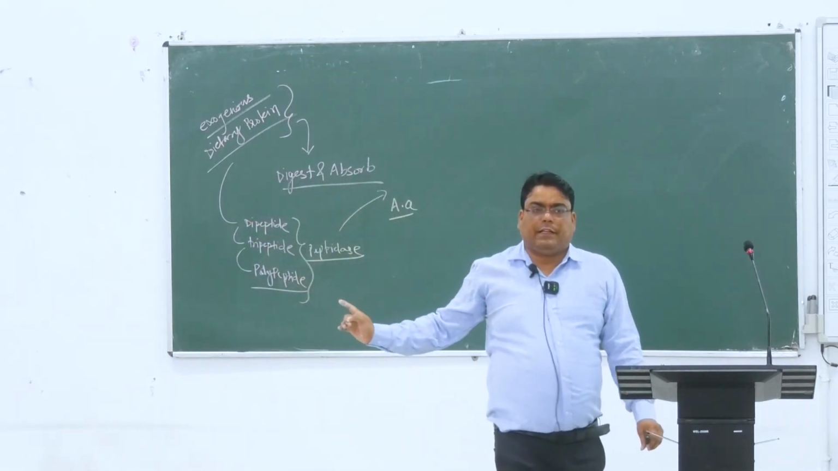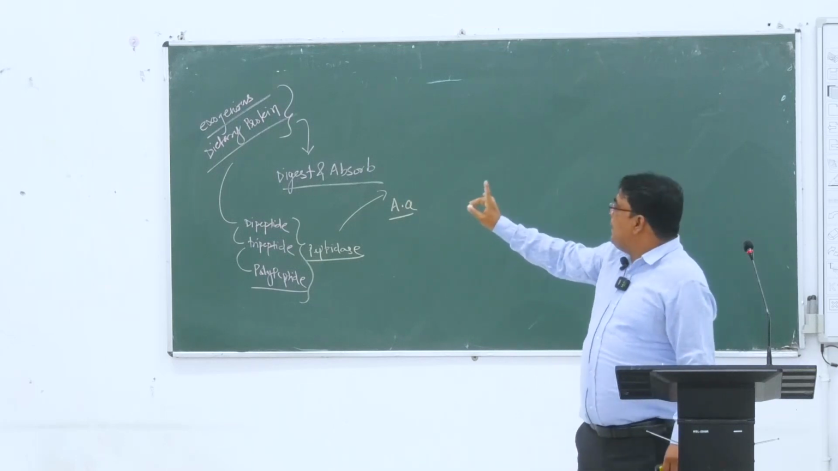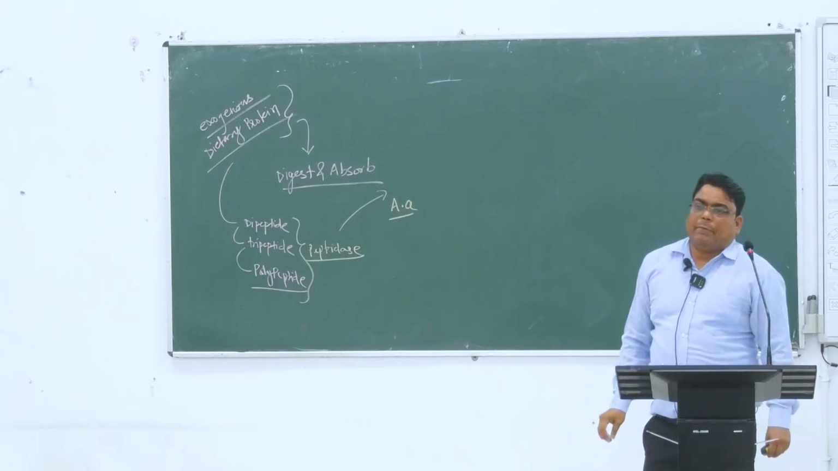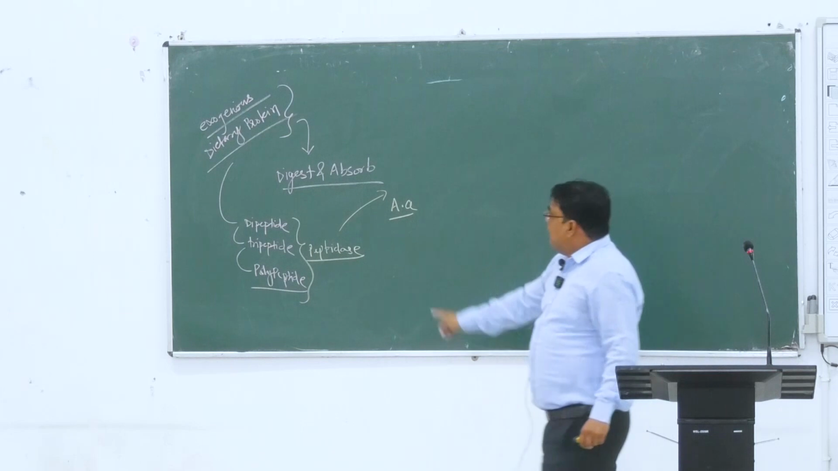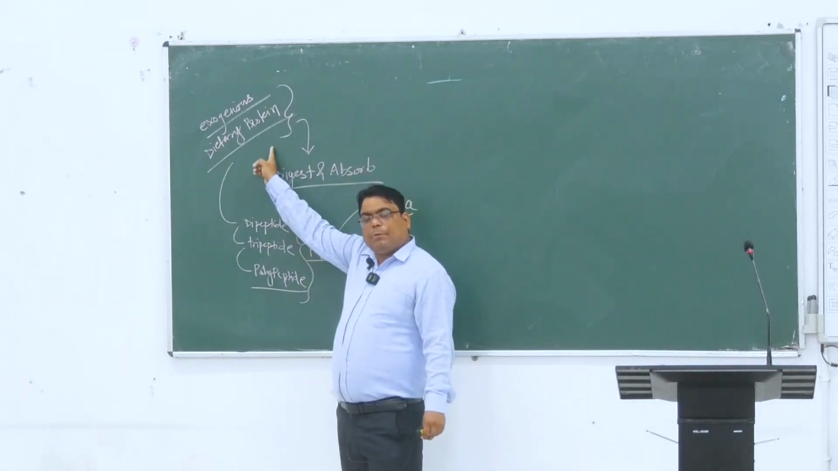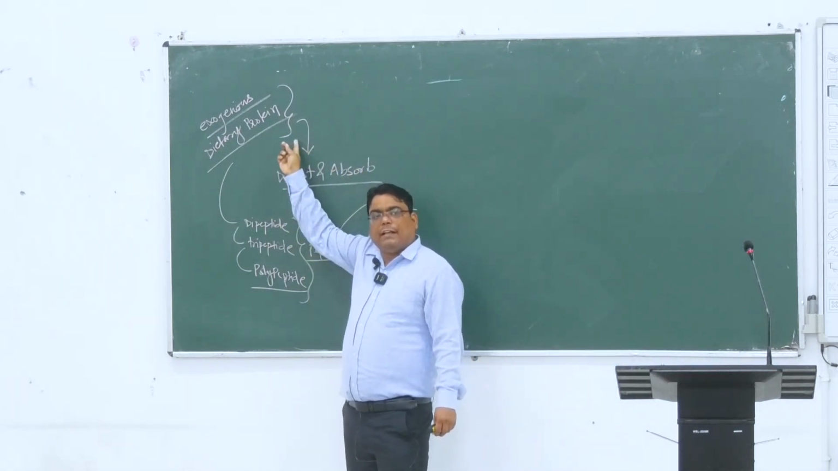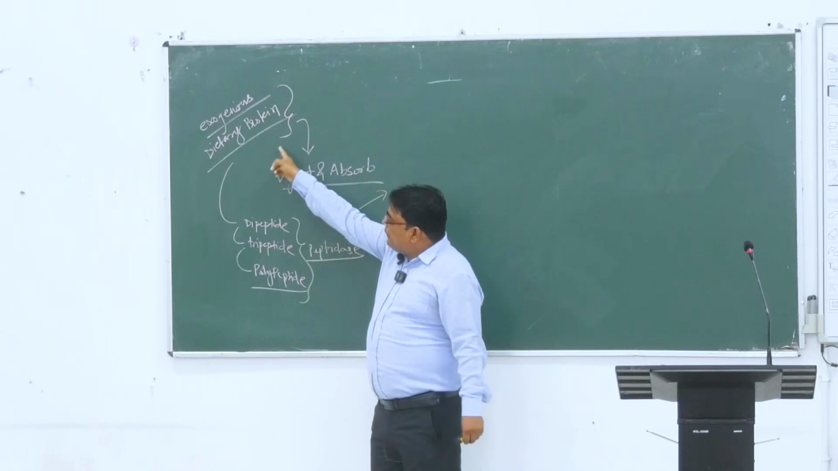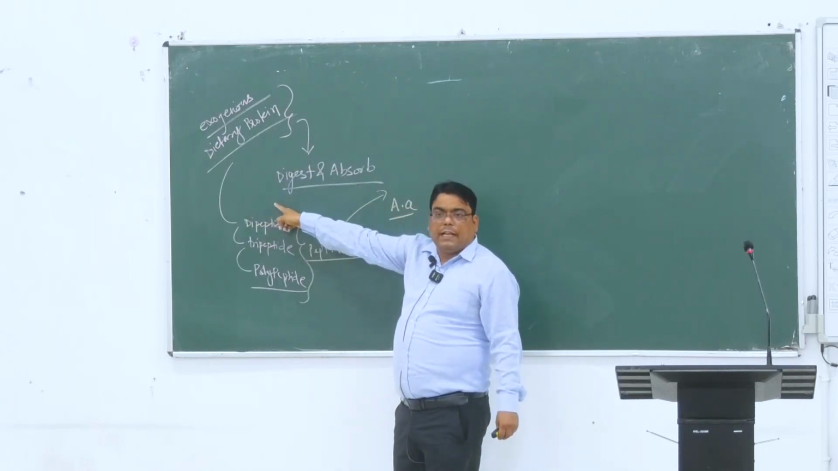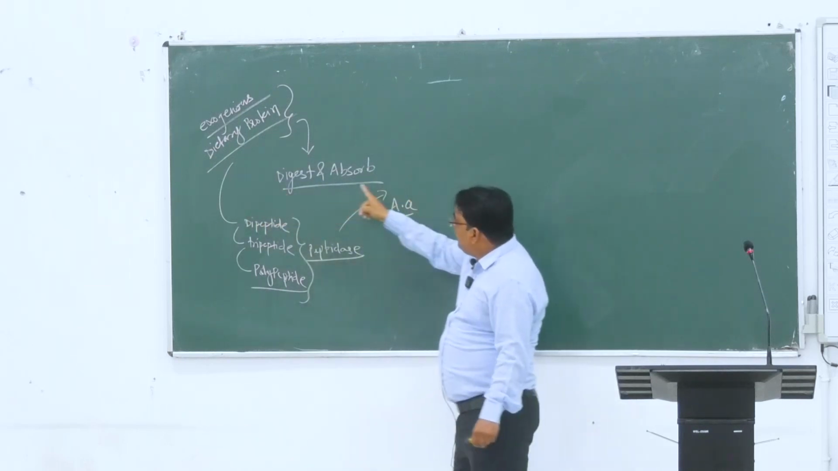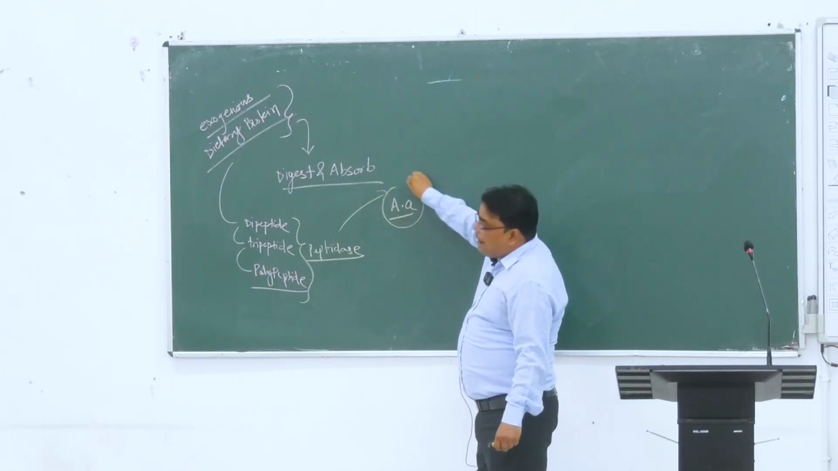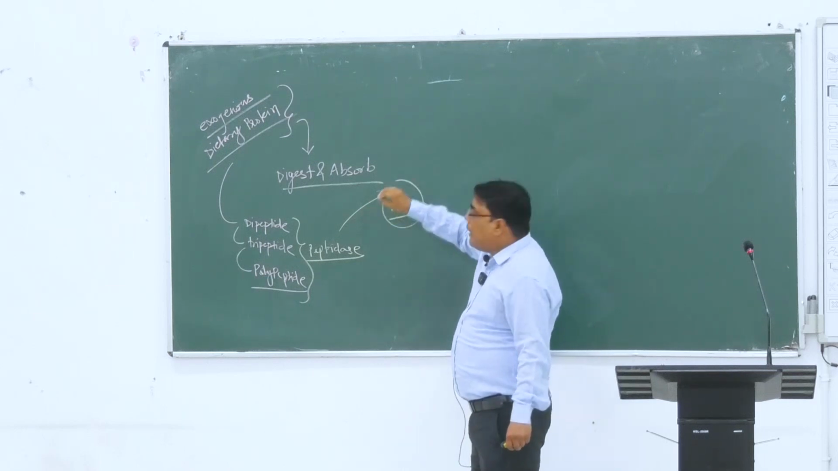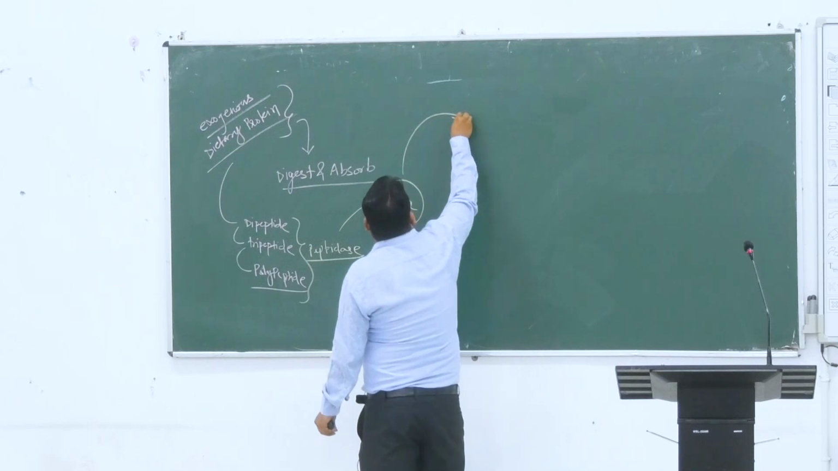I can summarize only. From this way, you can easily understand the metabolism of protein. Okay? We take dietary protein, or our body synthesizes proteins like albumin and globulin in our liver. Then it goes for the digestion and absorption process. What is happening? It converts into amino acids.